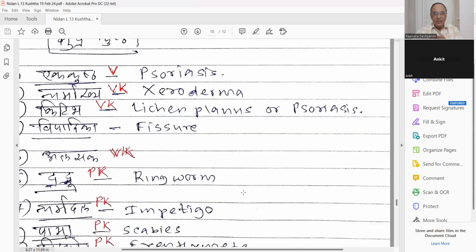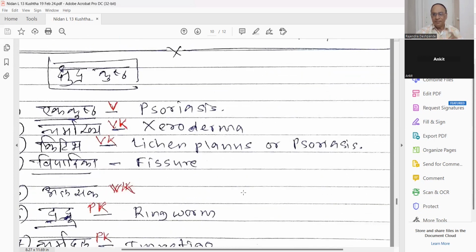Now, here you can see the Kshudra Kushta. Snapshot. Ekakushta, Vata, is compared with psoriasis. Charmakhya, Vatakapha, can be compared with xeroderma, very dry and rough skin. Kitibha, Vata and Kapha, is lichen planus, or can also be compared with psoriasis. Vipadika, fissures in palms and soles. Alasaka is Vata Kapha.